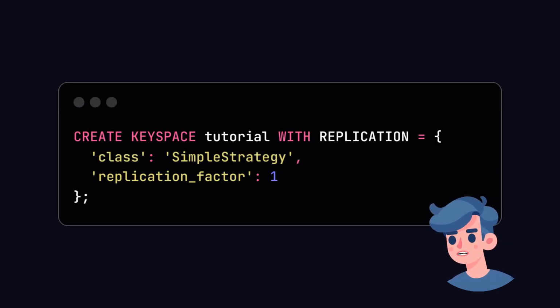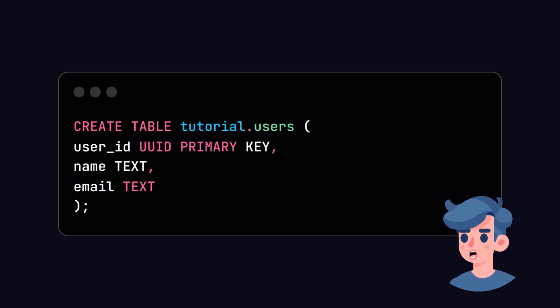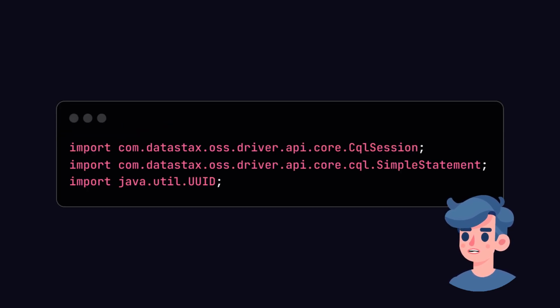Let's create a simple keyspace. A keyspace in Cassandra is a namespace that defines how data is replicated on the nodes. Run the following command in the CQL shell. After creating the keyspace, we can define a table for our application. For this example, let's create a users table that stores user information such as ID, name, and email. With our keyspace and table set up, let's move on to our Java application.